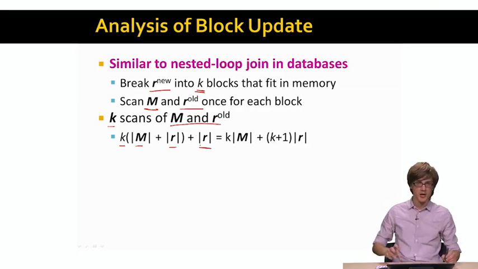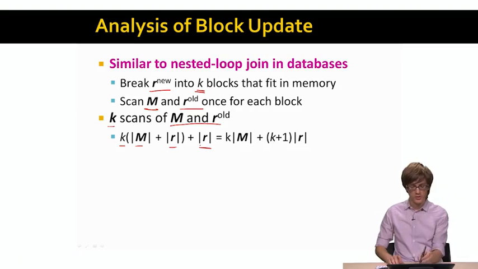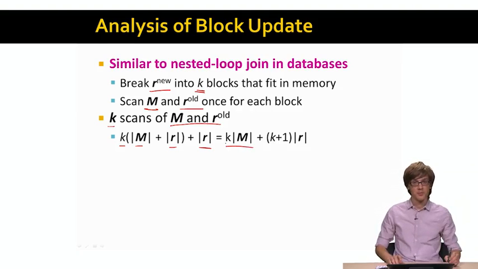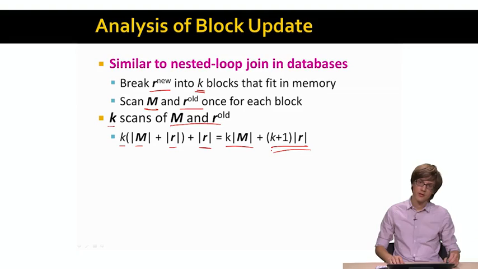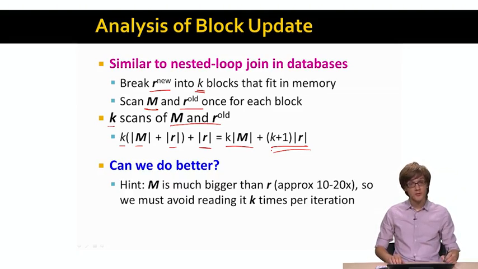plus we also have to be able to take this R new and write it back to memory, or write blocks of it back to memory. So this means we load in k times the matrix M, and we load vector R k plus 1 times. The question is, of course, can we do better? And actually, we can do better.